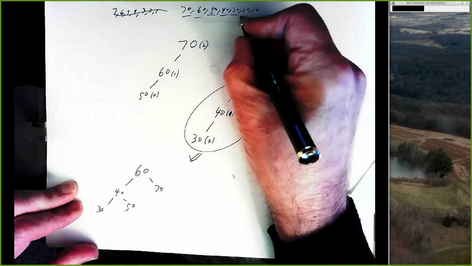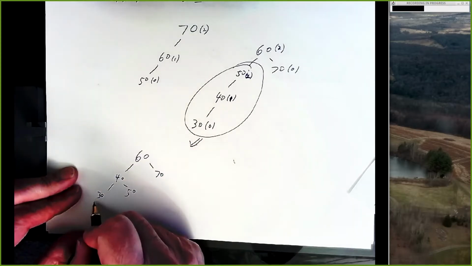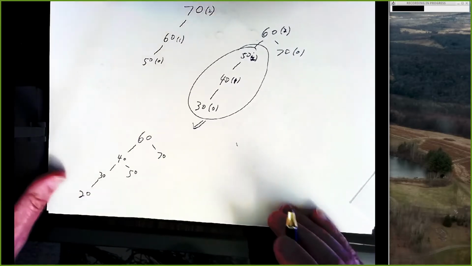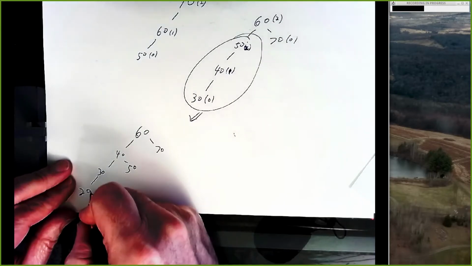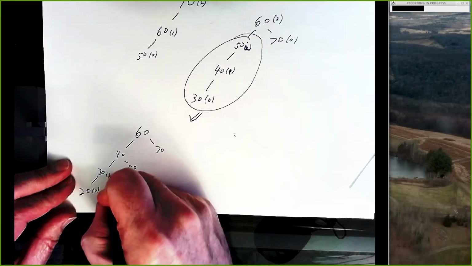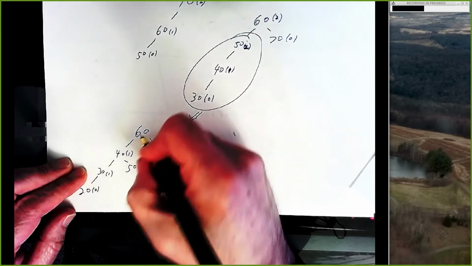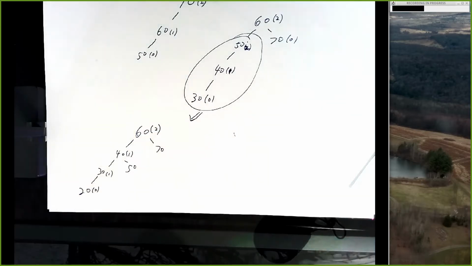All right, then we get our 20, and that's going to go left, left. That'll come down here. And this is also going to be unbalanced. So this will have a factor of 0, 1. This will also have a factor of 1. But the root's going to have a factor of 2.